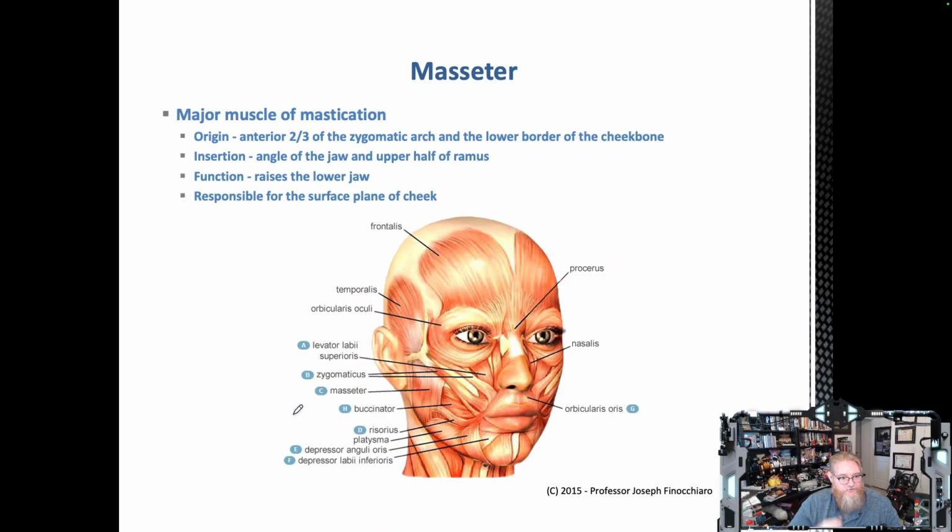You have the masseter, which is the major muscle of mastication. This is the one that does all the chewing work. Its origin is the anterior 2/3 of the zygomatic arch and lower border of the cheekbone.